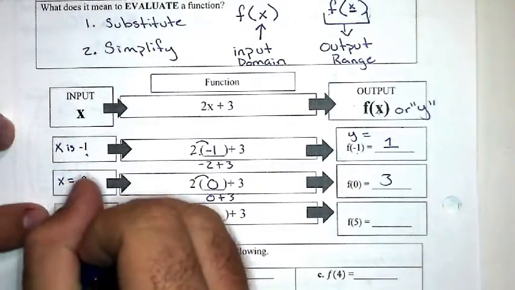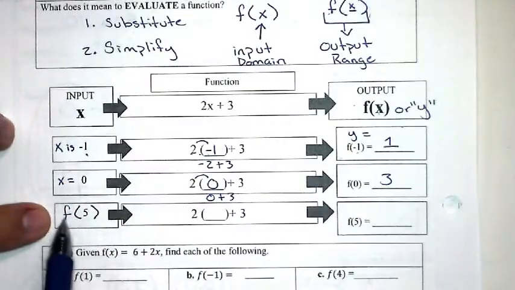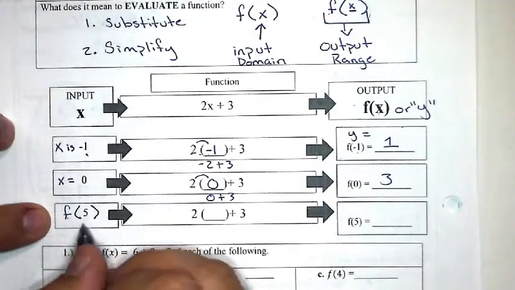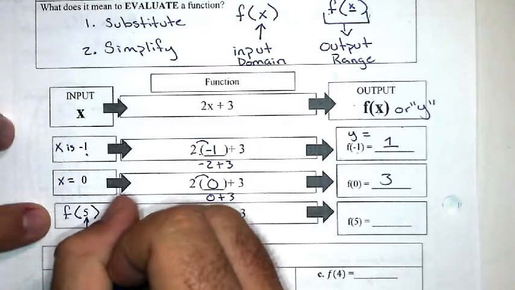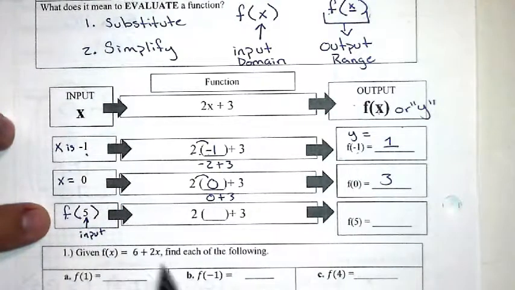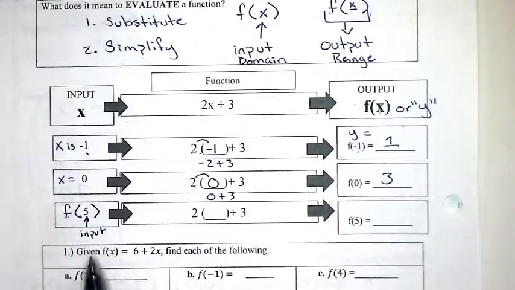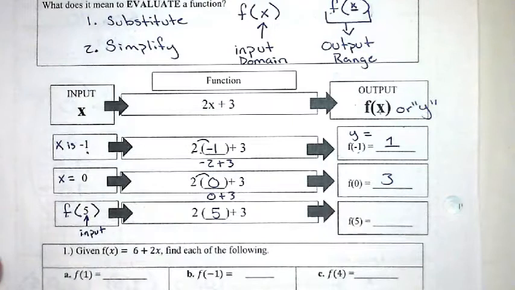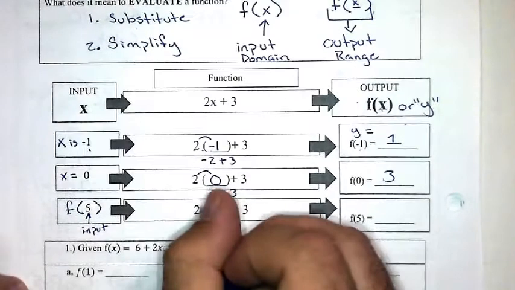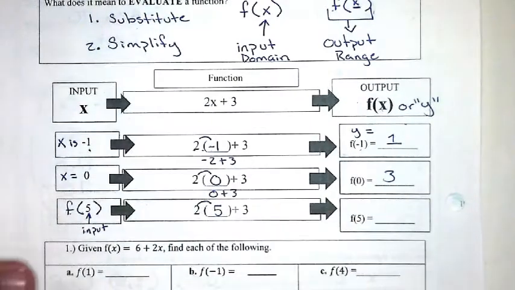F of 5. 5 is inside the parentheses. That is my input. So I'm going to input, literally do what the word says. I'm going to input 5 into the equation wherever x is, aka substitute, Coach Kimball's favorite mathematical principle, substituting. Simplify, get rid of the parentheses. What's 2 times 5? What's 10 plus 3?